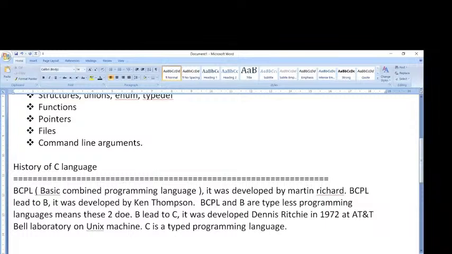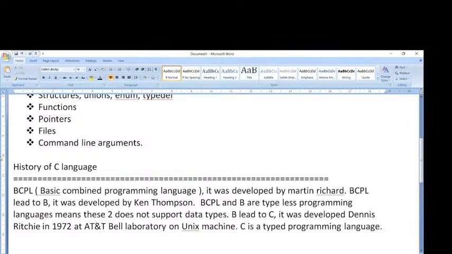From B, a new programming language was developed that is called C. It was developed by Dennis Ritchie in the year 1972 at AT&T Bell Laboratory on a computer having the Unix operating system, on a Unix machine. C is a typed programming language. What is the meaning of that? It means it supports data types. A language which supports data types is called a typed programming language. A language which doesn't support data types is called a typeless programming language.